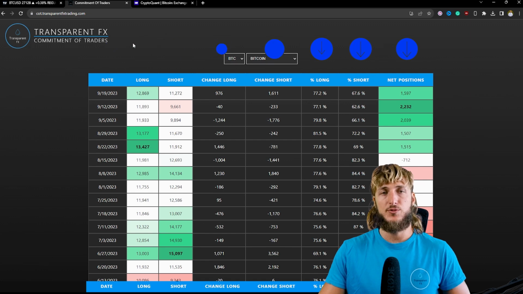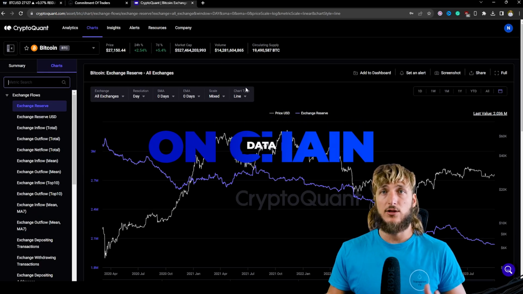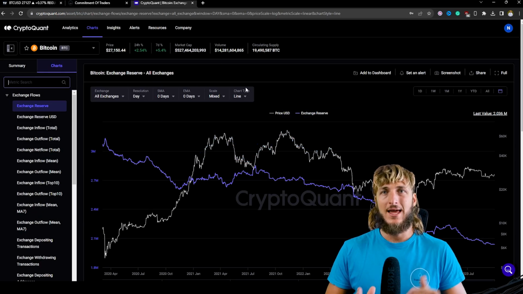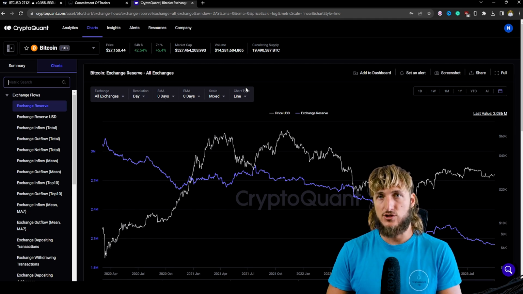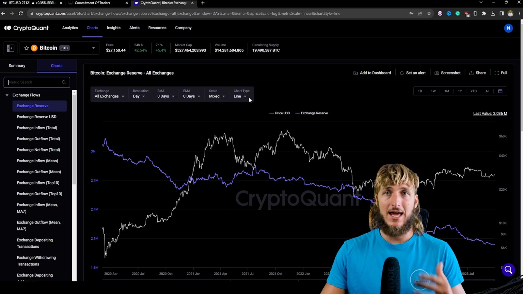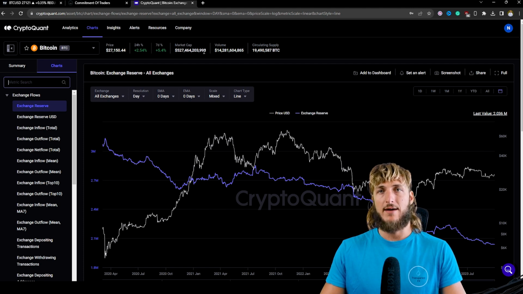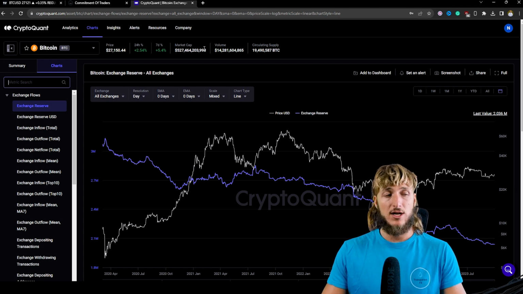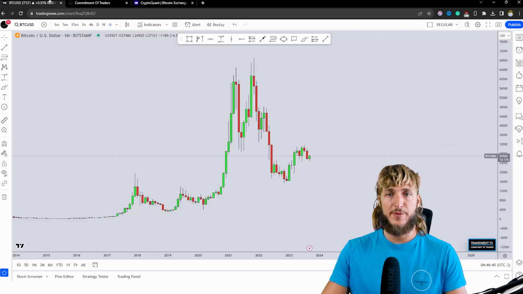And then we will also be checking the on-chain data to see how Bitcoins are moving on and off from exchanges, and precisely we will be looking at the exchange reserves. And by the end of the video, by using a combination of these three different types of analysis, we will try to understand where we have the highest probabilities for the next potential move here on this pair.